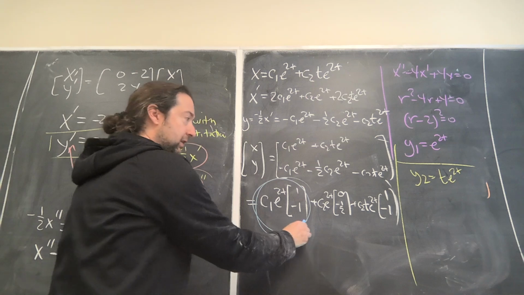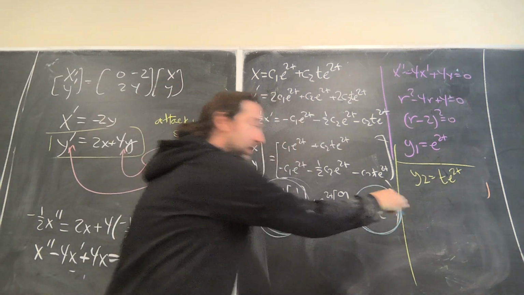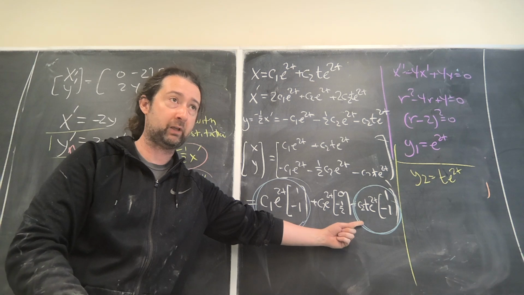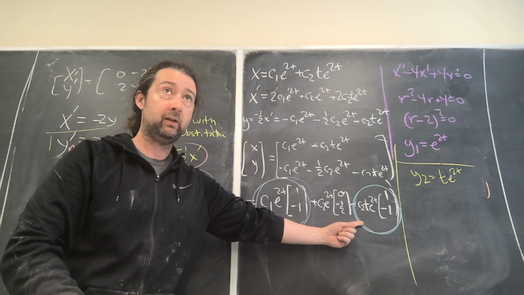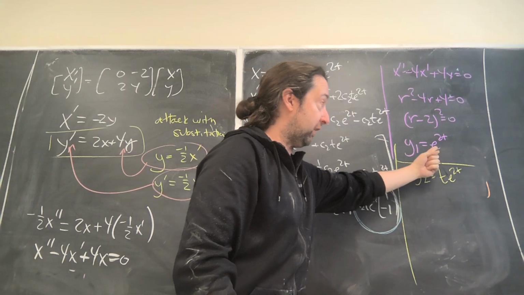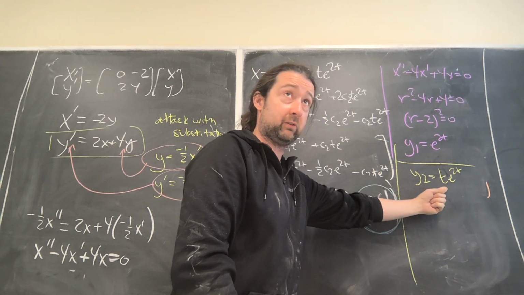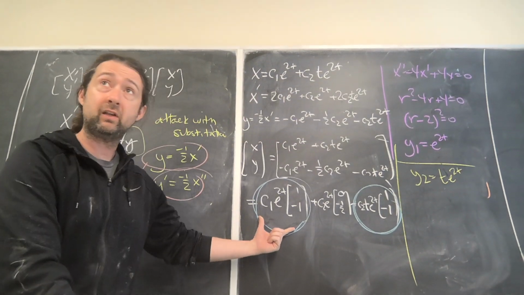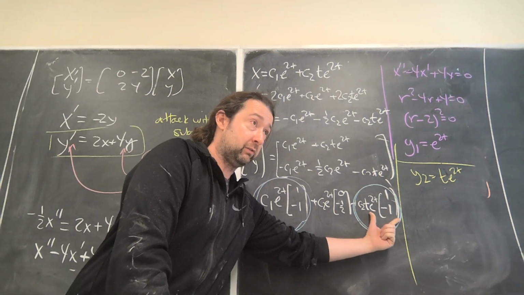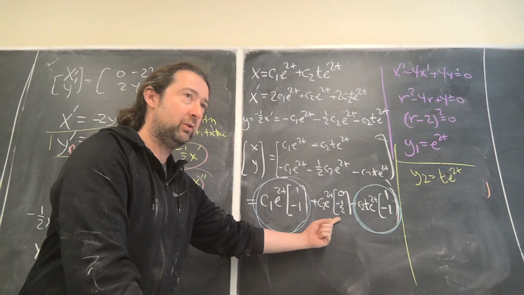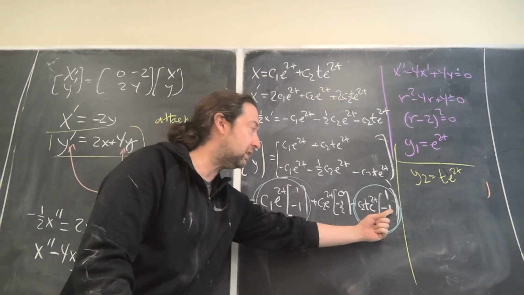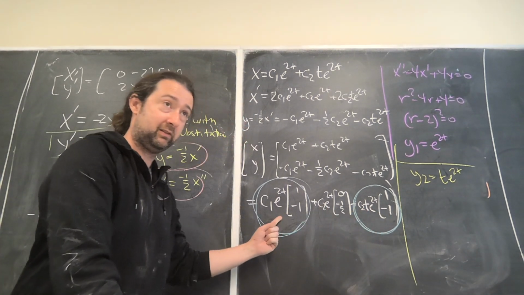c1 e to the 2t and c2 t e to the 2t. This has the same structure as the repeated root thing did from the characteristic polynomial, right? For the characteristic polynomial, we had a solution that was the fundamental solution and then t times the fundamental solution. Here we've got kind of the same thing: fundamental solution, t times the fundamental solution, but then this extra annoying thing. And we need this extra part because these have the same direction.